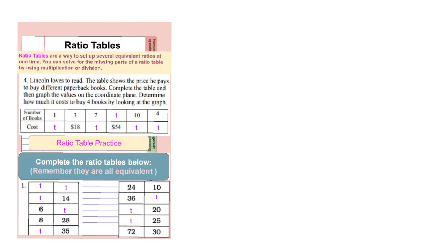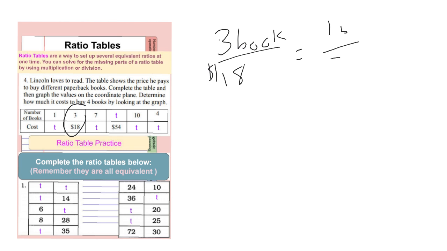Okay, so we're going to start with this one right here that is completed. It says 3 books cost $18. If 3 books cost $18, we want to know, the first one is how much it costs for 1 book. Okay, so it's going to be equivalent, and we're going to say 1 book. And we don't know how much money. That's what we want to know, how much money down here.